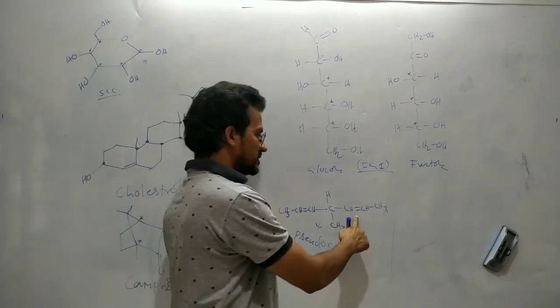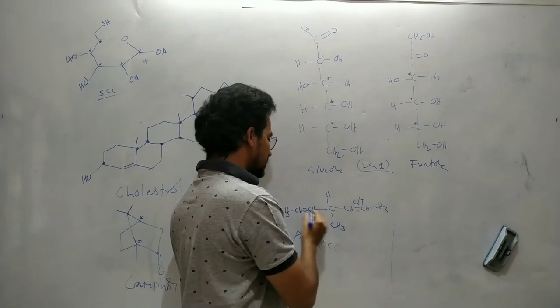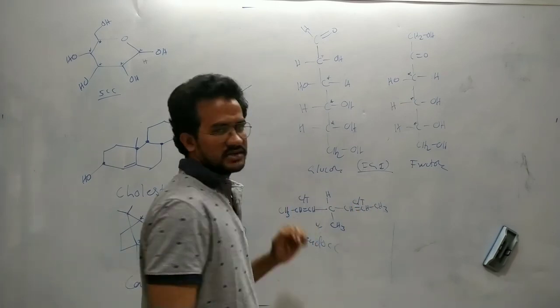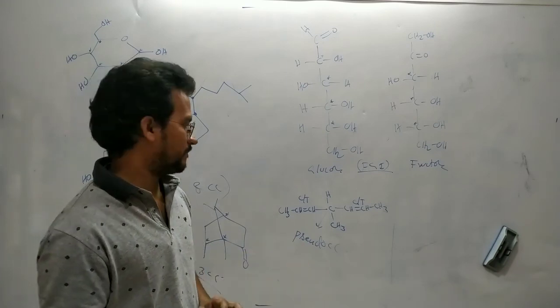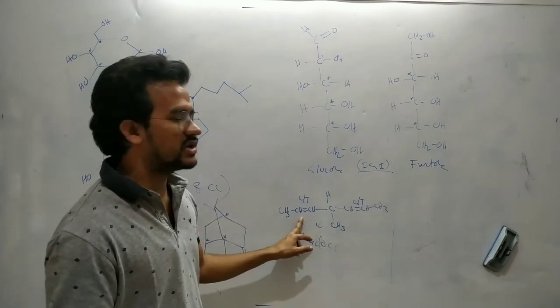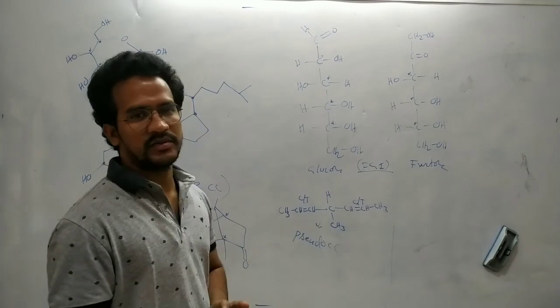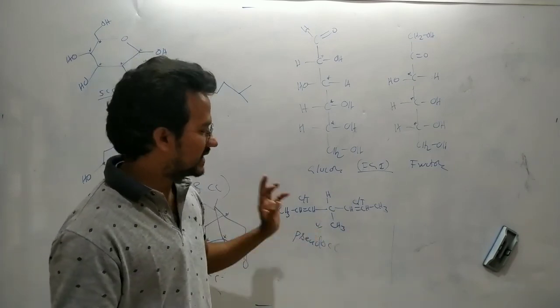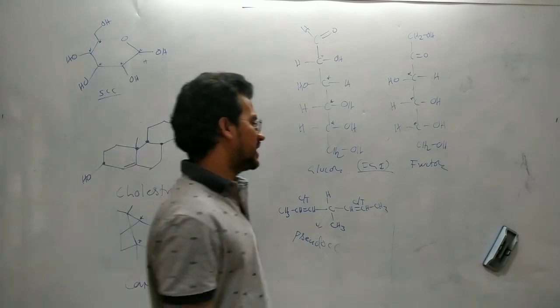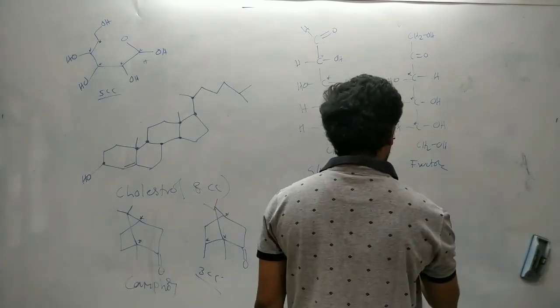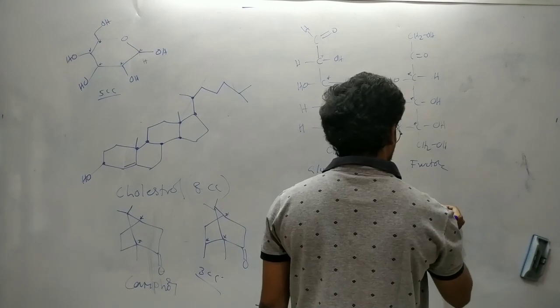Here this configuration may be cis or trans. About this double bond there is a possibility of geometrical isomerism. When it is cis and it is also cis, it's not a chiral carbon. When it is cis and when it is trans, it is a chiral carbon. That means it's structurally the same but configurationally different.